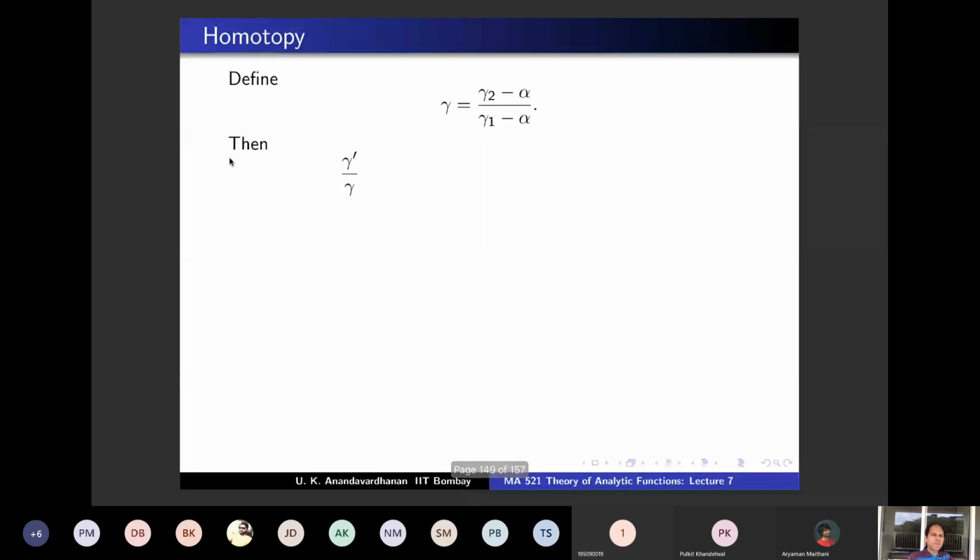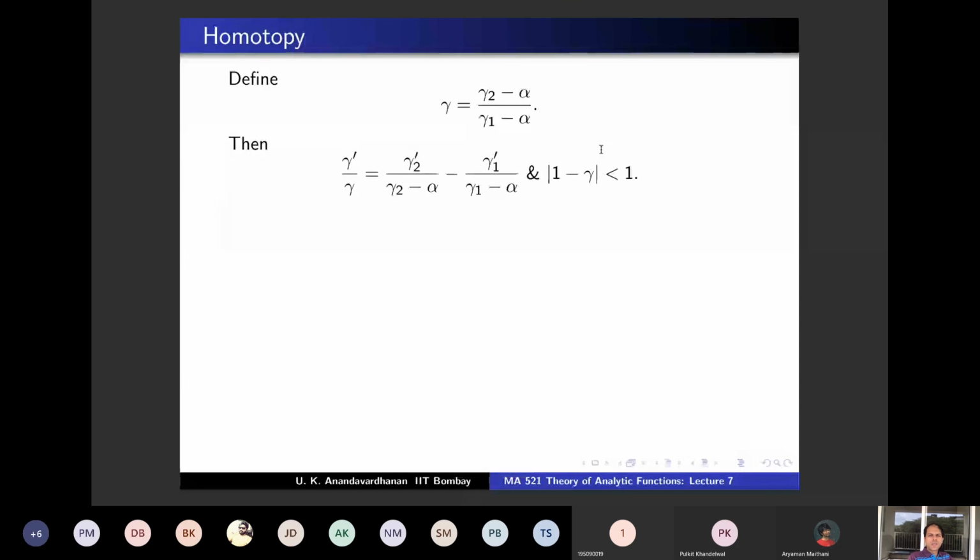and then make this observation. What is gamma prime by gamma? Just do the derivative and divide by gamma. You can check. It will be of the form gamma 2 prime by gamma 2 minus alpha minus gamma 1 prime by gamma 1 minus alpha. And this makes sense because alpha is outside gamma 2 also. So whatever you do to reach here is all okay. So gamma prime by gamma is this.